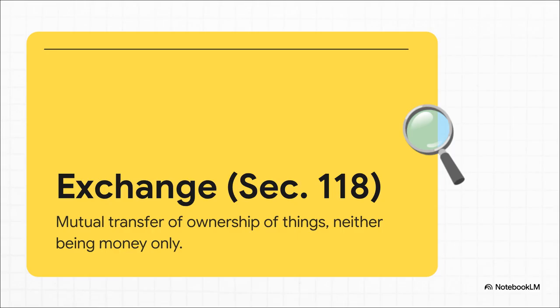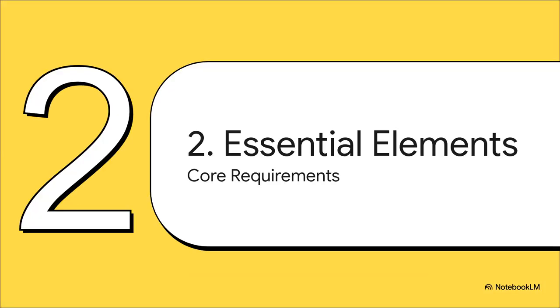Section 118 states, when two persons mutually transfer the ownership of one thing for the ownership of another, neither thing being money only. Listen to me, I want you to literally underline that critical phrase in your exam, neither thing being money only. The crucial takeaway here is that if pure money is the consideration, it's a sale. If it's property for property, it's an exchange. Memorize this verbatim.